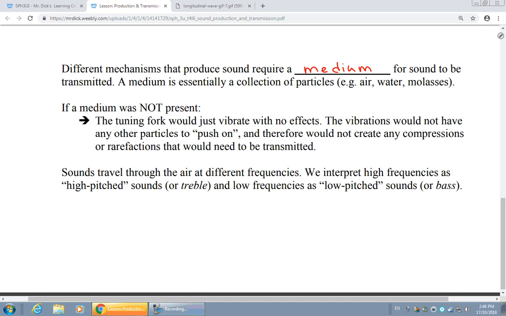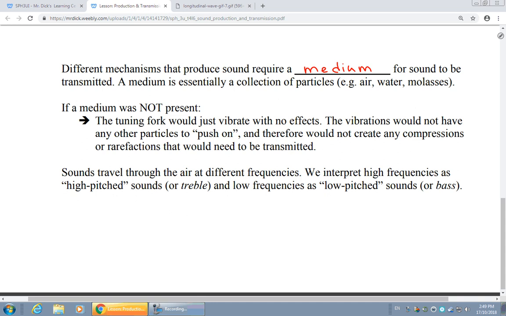Because in general, if the medium was not present, the tuning fork would still vibrate, or whatever the object is would still vibrate, but there would be no effects. They would have no other particles to push on. And so there wouldn't be any way to set up that pattern of compressions and rarefactions.